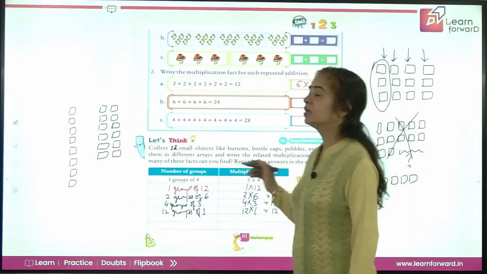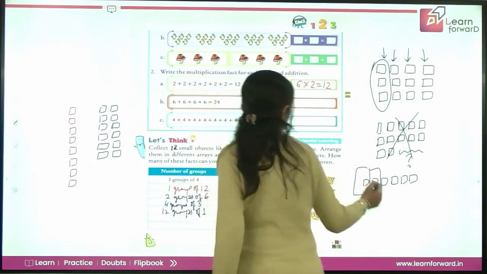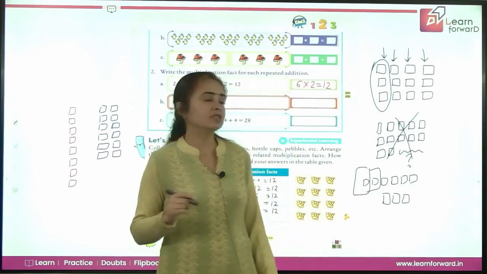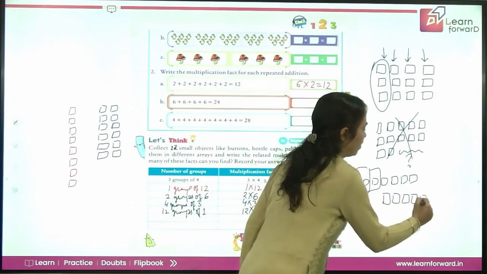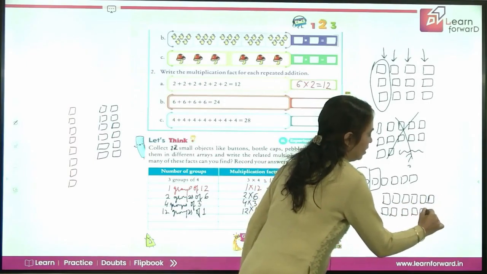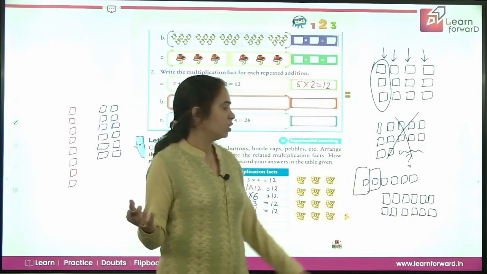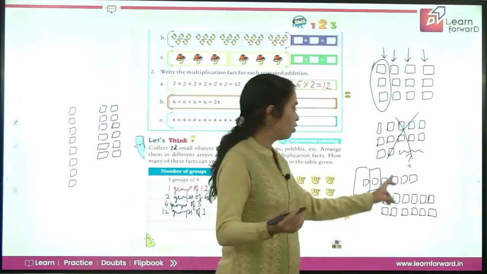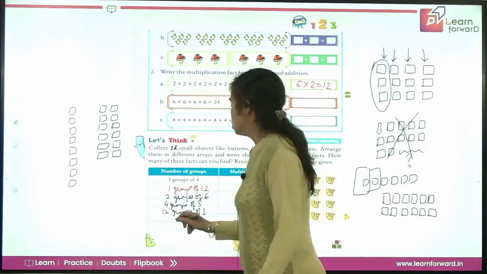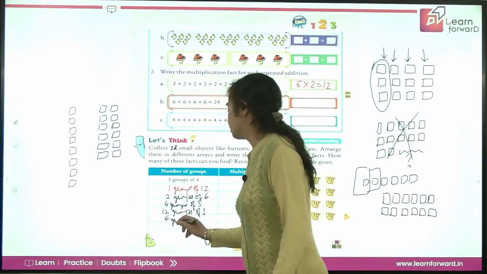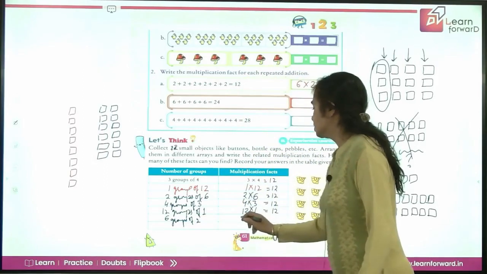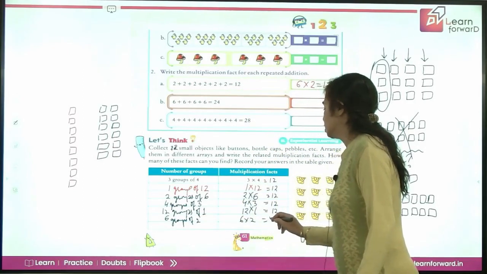And if you make 6, 6 in a row, 1, 2, 3, like this, make 6, 6. What do you get? 4, 5, 6, another 6, 10, 11, 12. You are done with 12. So, how many groups do you have? You have got 6 columns of 2, 2 boxes each. So, you get 6 groups of 2, which means 6 times 2 is 12.